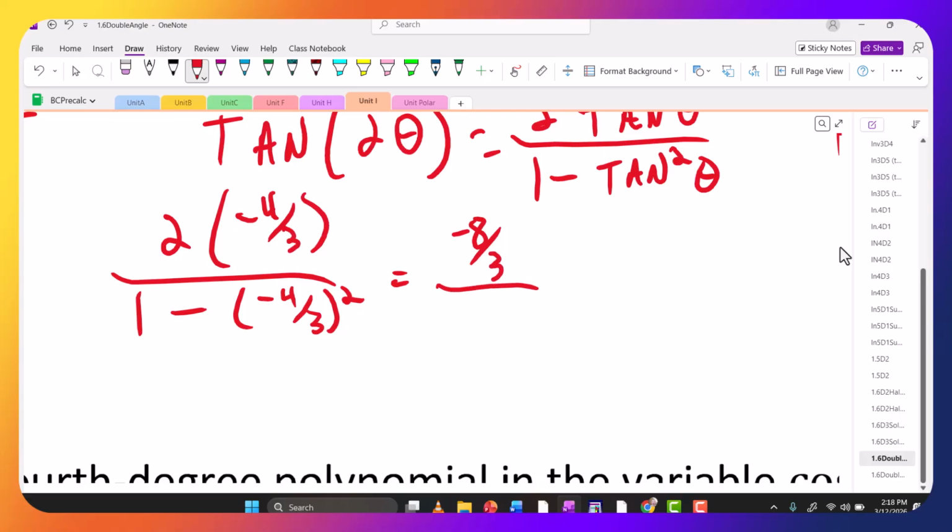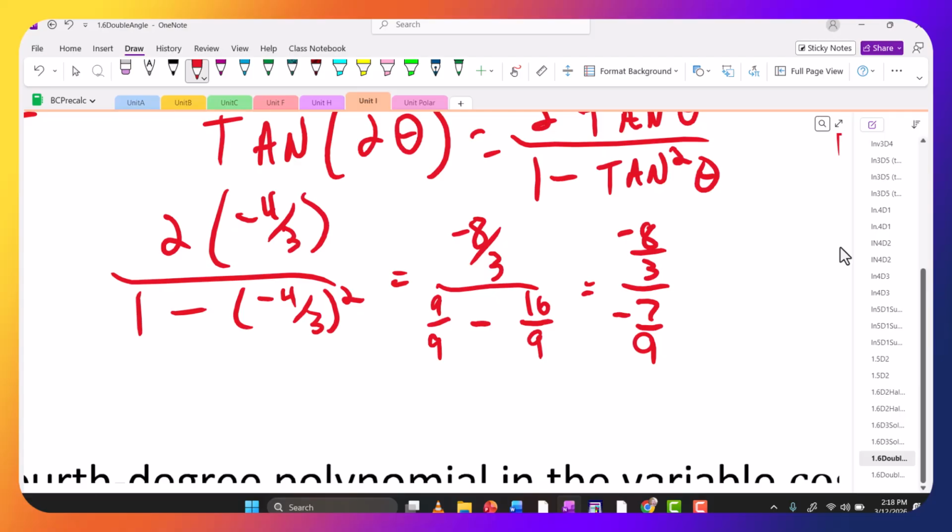Negative 4 squared is 16. 3 squared is 9. It's 1 minus that. Let's make this 9/9 again. And then we'll do a little divide flip. Divide turns into multiplication and flip. 9 minus 16 again is negative 7/9. Okay, I'll make that a real fancy 9 now.